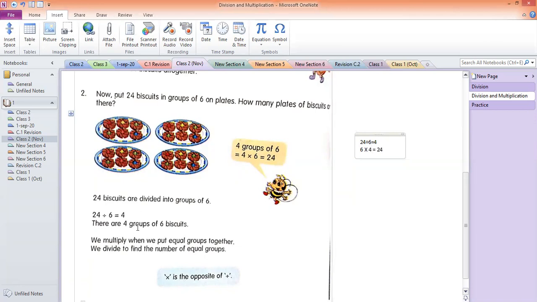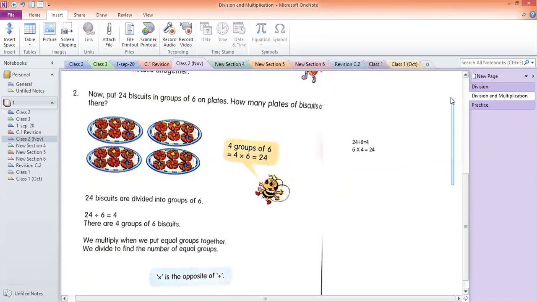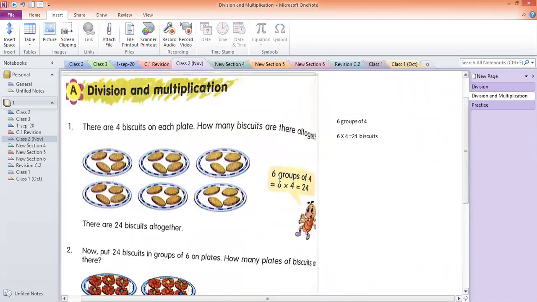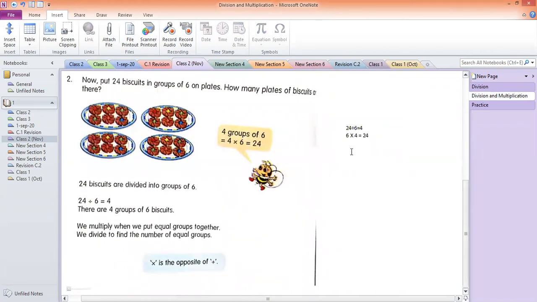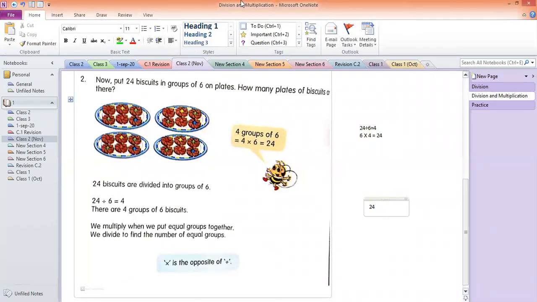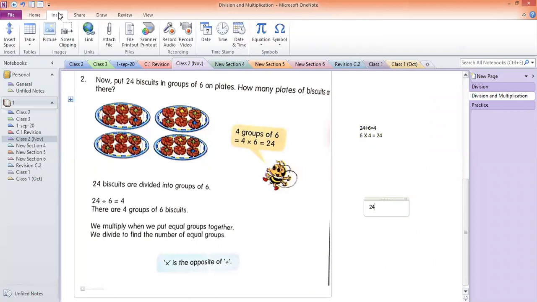So now you can see there are 4 groups of 6. Above we have 6 groups of 4, and they were also 24. But here we have 4 groups of 6, and they are also 24. So if you divide 24 by 6, you will get 4.